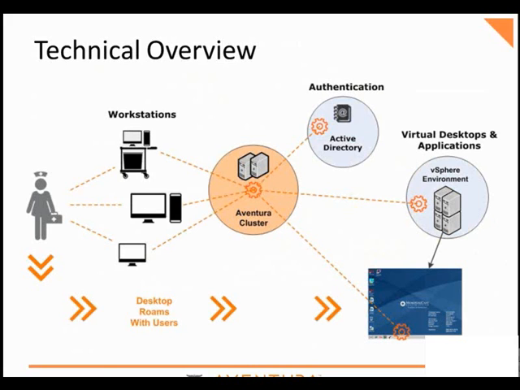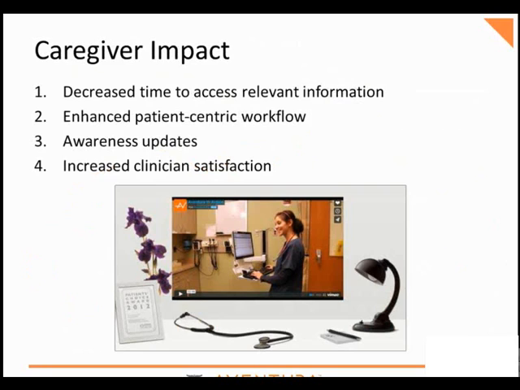So what we've deployed now, and we'll transition to a zero client environment, but we've implemented thin PC. So really it's just using the current machines that we have, and that's on the left-hand side. Then the Aventura cluster sits in between our Active Directory for authentication and then our VMware vSphere environment, and that's how the roaming and the awareness comes to the desktop.